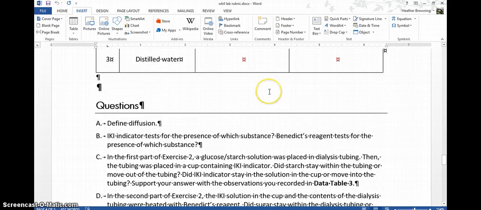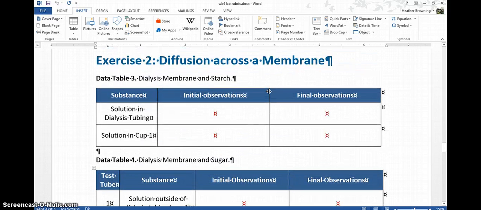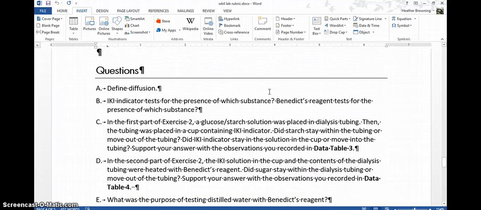Benedict's test for what substance? It will tell you that. Plus we just did that in the last week. I was wondering if it cheated and made it really easy. You have to work a little bit. Just tell me what it's testing for.